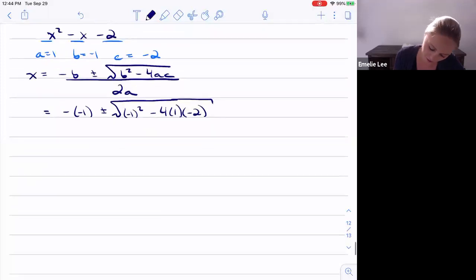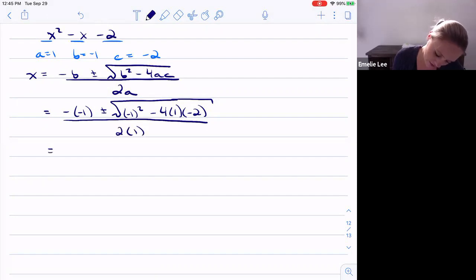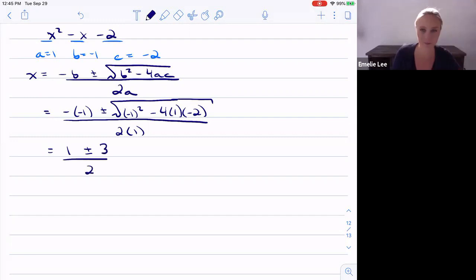So now I have divided by 2 times 1. So I have negative negative 1 is 1. 1 plus minus, so I am picking up my speed a little bit here, so hopefully that is going to be okay. Negative 1 squared is 1 minus 4 times negative 2 is 8, or plus 8. So 1 plus 8 is 9. The square root of 9 is 3. Divided by 2.